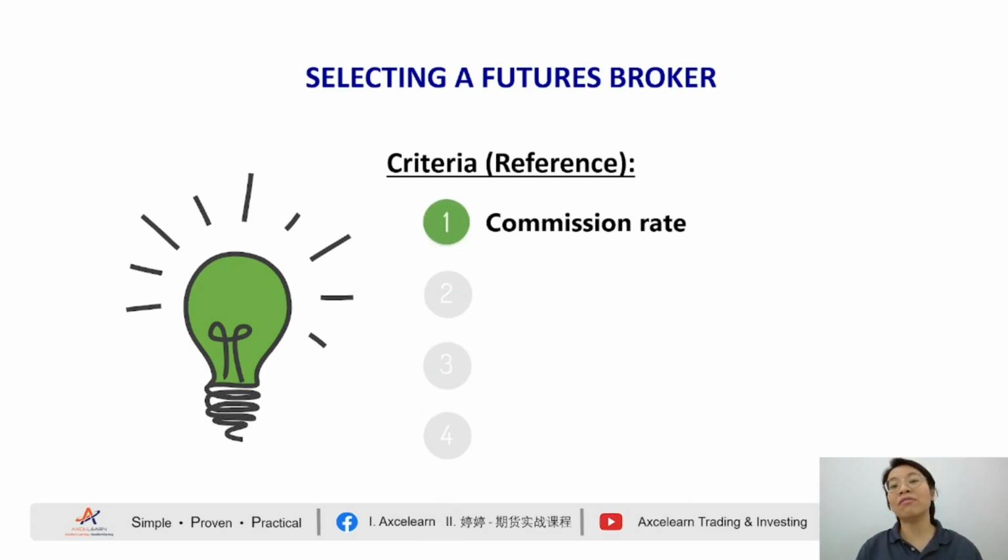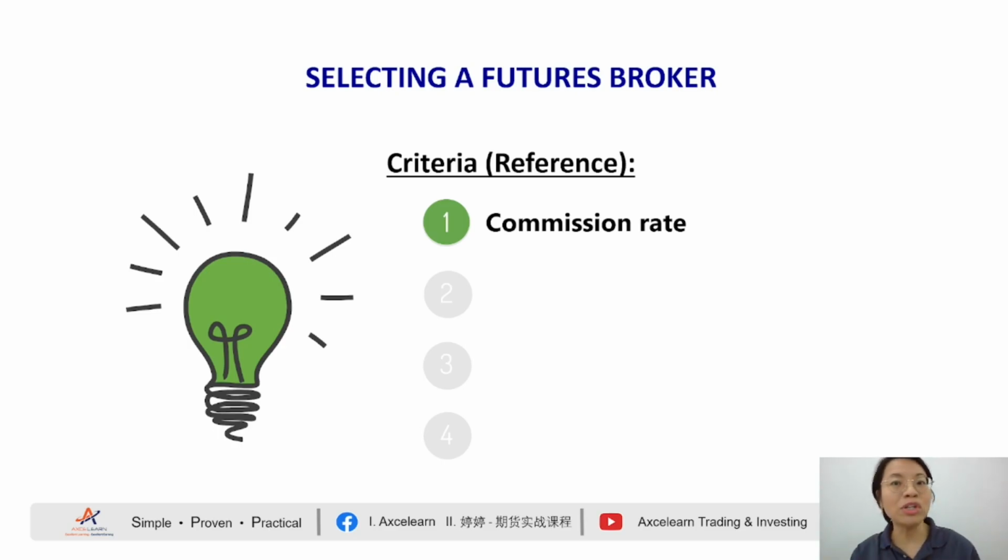Now, the first one is definitely commission rate, because commission rate is going to affect our P&L or our bottom line, meaning whether we are having a profit or loss. Sometimes the commission itself will affect us. So this is the first part that you need to understand. Certain people don't mind paying a higher commission rate in return for more services, etc. So this is up to the individual.